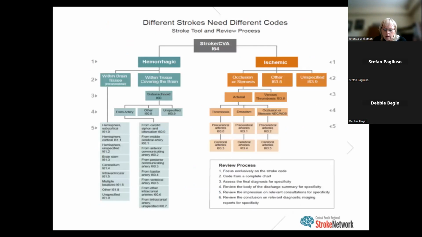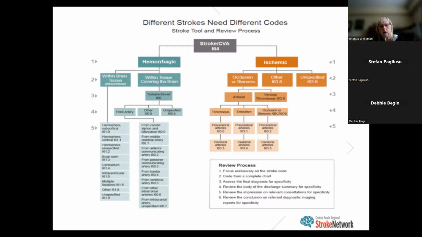So again, you'll know this as you're coding stroke subtypes. To really remember this, different strokes need different codes. Really remember the table and code from the immediate chart. Assess the diagnosis for specificity. Review the documentation summary, impressions from relevant consultants. If you're seeing neurologists doing a consult on these cases, internal medicine, relevant diagnostic imaging reports.